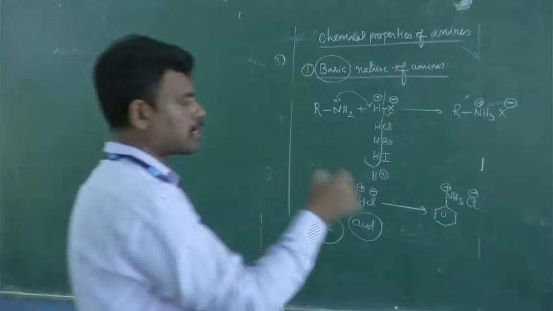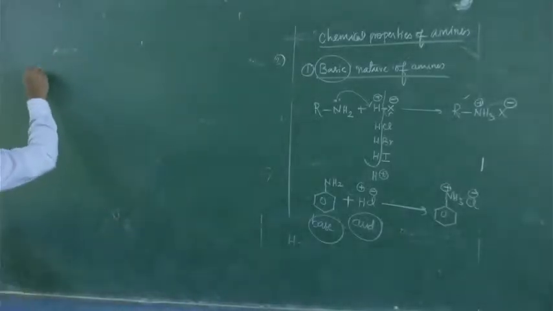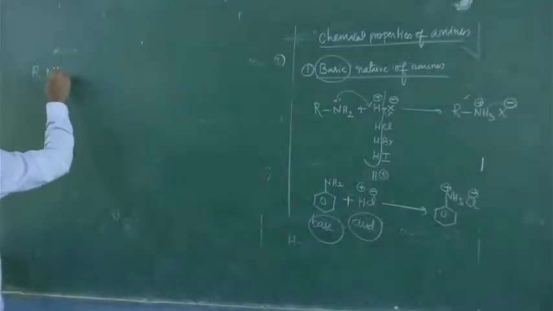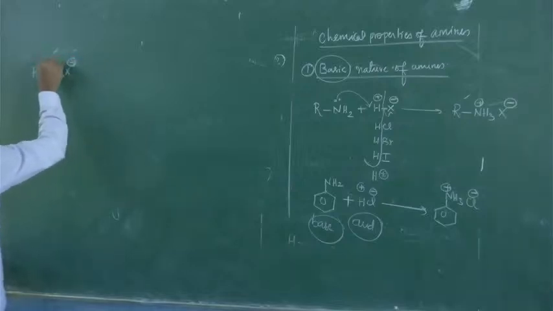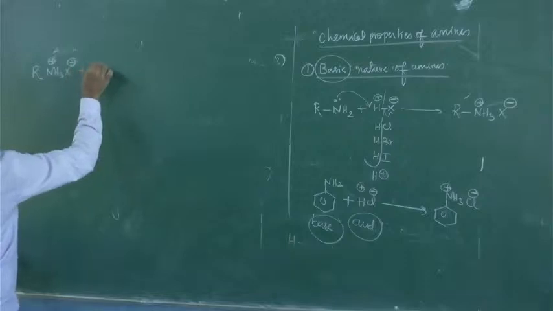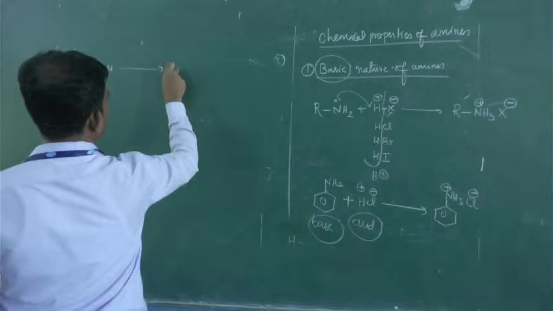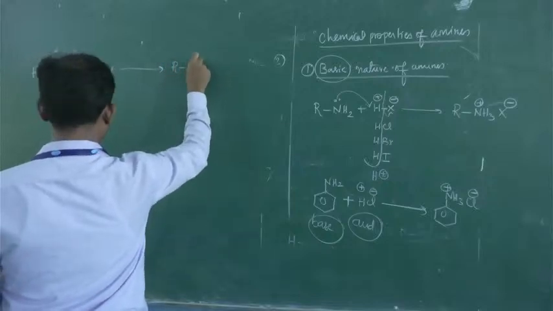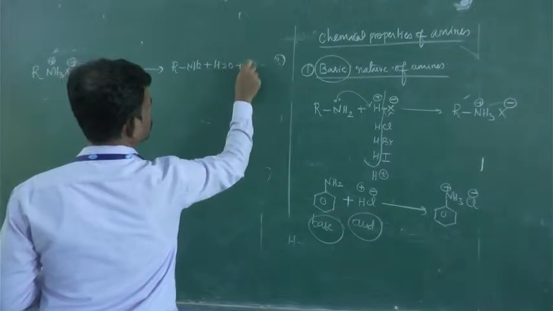Suppose ஒரு salt கிடைச்சுன்னா அதை எப்படி நியூட்ரலைஸ் பண்ண சொல்லிருக்கேன். Let's know. Take R-NH3+X- plus NaOH. So what you will get? You will get the corresponding R-NH2 plus H2O plus NaX.